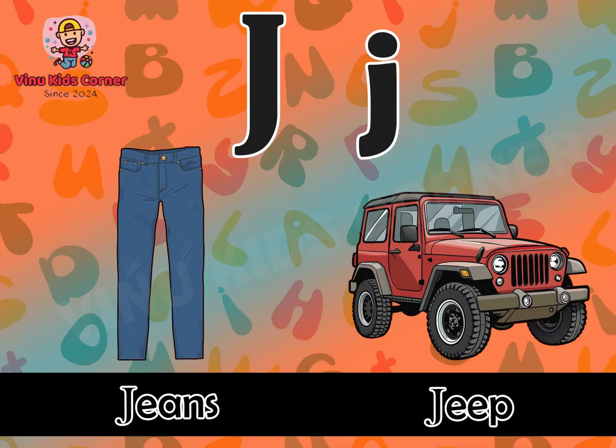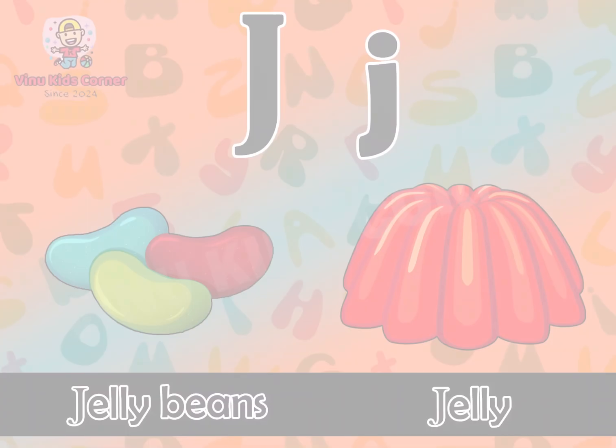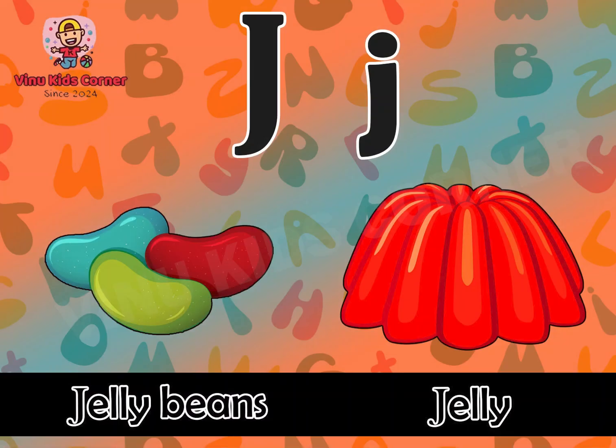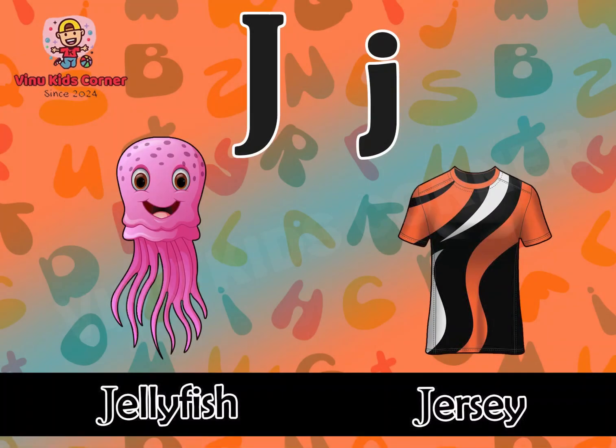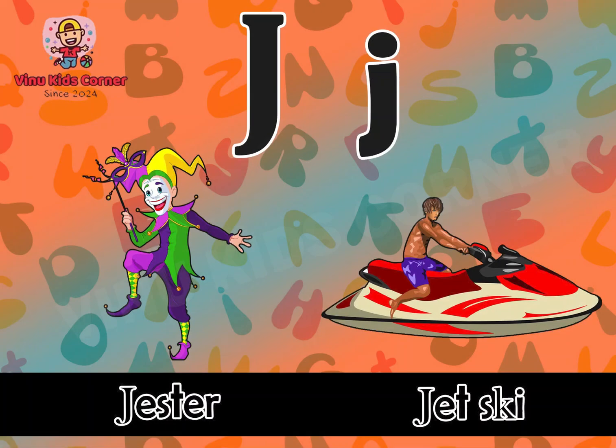J is for jeans. J is for jeep. J is for jelly beans. J is for jelly. J is for jellyfish. J is for jersey. J is for jester.